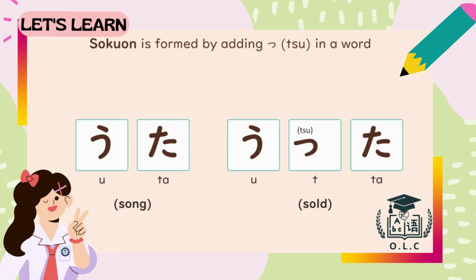When we add the character tsu in the word, we form an extra consonant of the character that comes after tsu. In the second word, the final character is ta, so by adding tsu, we effectively create an extra t in the word. For this reason, SOKUON is often referred to as double consonant. The technical term for this extra consonant is geminate consonant, and what this basically means is that we pronounce the consonant sound a bit longer.